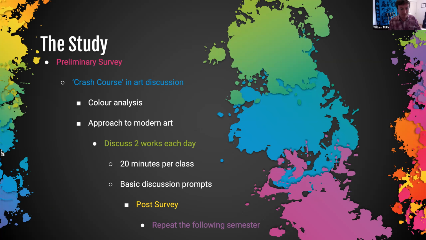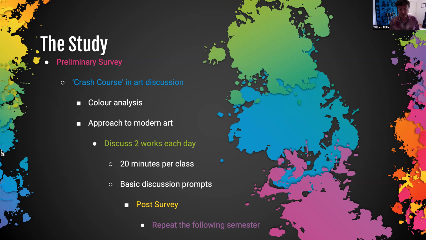I gave students a preliminary survey, then a crash course in art discussion. This is the art analysis 101 type thing: color analysis, moods associated with colors, that kind of thing, and how you can apply that to approaching modern art. The other thing that was important to stress was how everything in a work of art is a fairly deliberate decision on the part of the artist. They have chosen to show something in that way, and that has inherent meaning.